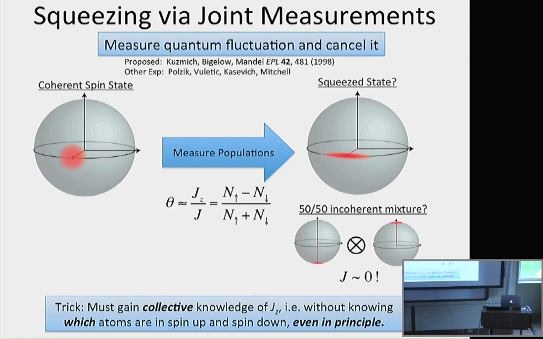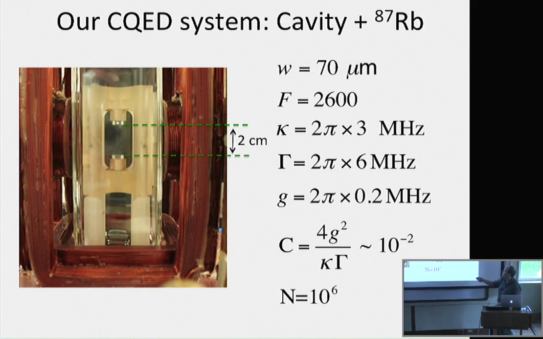We're doing this in a cavity system. Here's just a close-up of the cavity. Here, the spacing is 2 centimeters. Whatever your background, choose your favorite parameter here. We've seen these enough. You know what they are. But this is a small C limit. The single particle cooperativity is about 10 to the minus 2. But on the other hand, the number of atoms is about 10 to the 5 to 10 to the 6. So N times C is very large, and that's the number we actually care about.